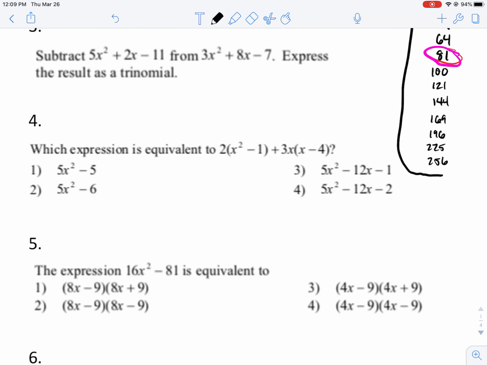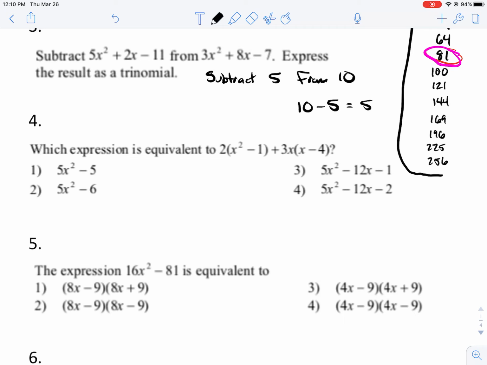Number 3. So it says, subtract 5x squared plus 2x minus 11 from 3x squared plus 8x minus 7. Okay? So, let's think about this. First thing we've got to come up with is which one goes in front. Subtract which one from which one. So let's just go back to one of my examples I've used in class before. Okay, if I said subtract 5 from 10. Okay, simple. Just subtract 5 from 10. You, hopefully, would go 10 minus 5, right? Subtract 5 from 10. All right, so 10 minus 5, you would get 5.